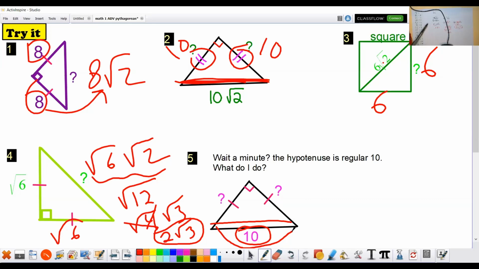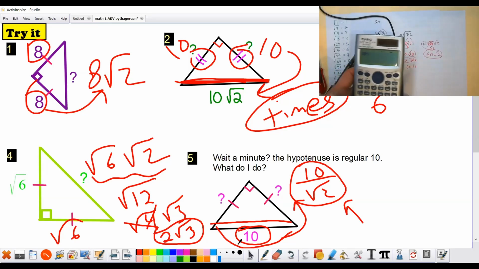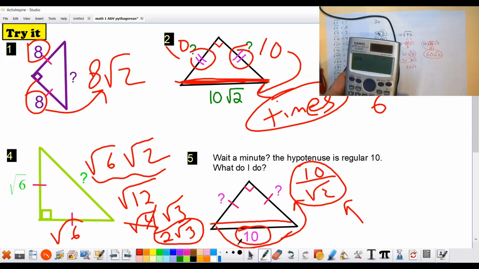Well, remember you took this side and you times by radical 2. But now I'm trying to go backwards. What's backwards of times? Divide. This would be 10 over the square root of 2. And this is not considered simplified. I will tell you how to change that tomorrow, because my calculator, when I go 10 divided by radical 2, it says, oh, that's not a very good answer. 10 divided by radical 2. For right now, we'll just leave it.